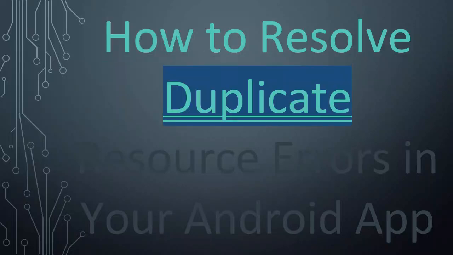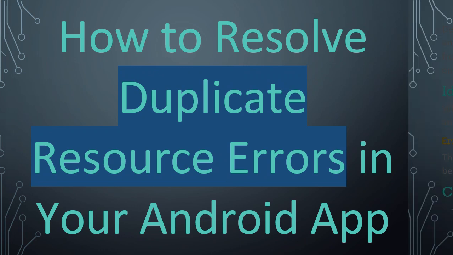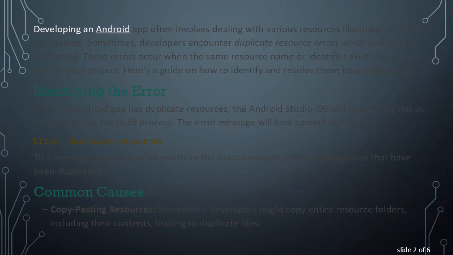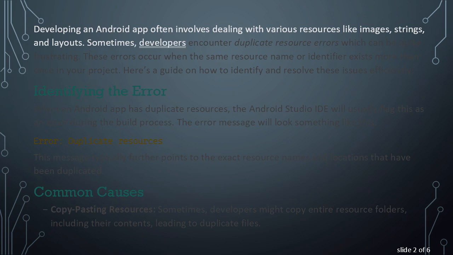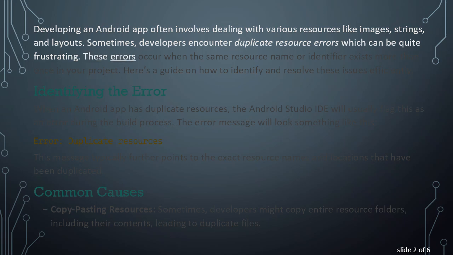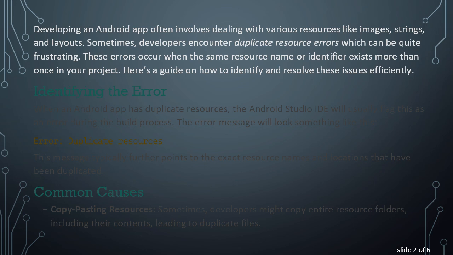How to resolve duplicate resource errors in your Android app. Developing an Android app often involves dealing with various resources like images, strings, and layouts. Sometimes, developers encounter duplicate resource errors which can be quite frustrating. These errors occur when the same resource name or identifier exists more than once in your project. Here's a guide on how to identify and resolve these issues efficiently.